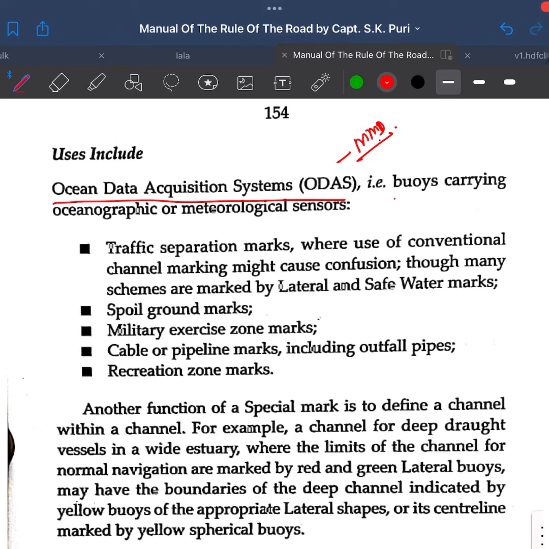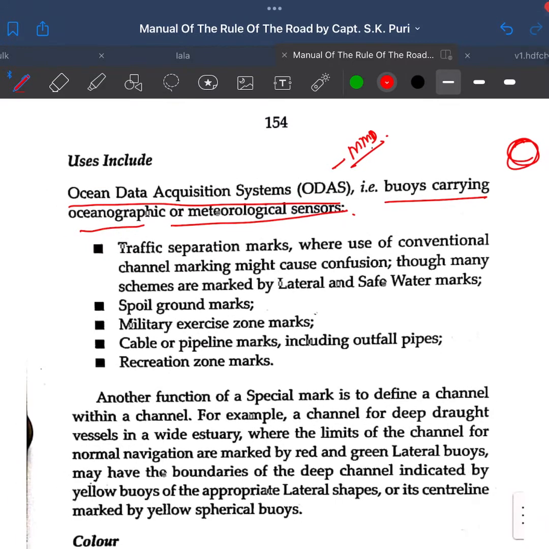These are buoys carrying oceanographic and meteorological sensors. In my words, it gives predictions like weather prediction, and the rate and direction of the current. Apart from that, wind predictions and weather predictions, all this can be done by the ODAS buoy. It is fitted at sea and gives the information.